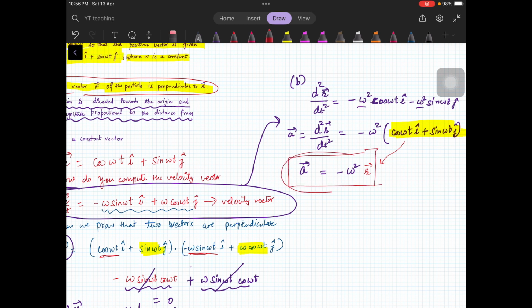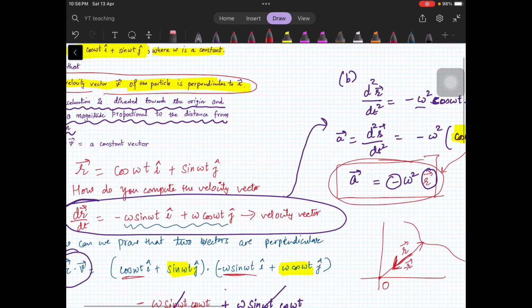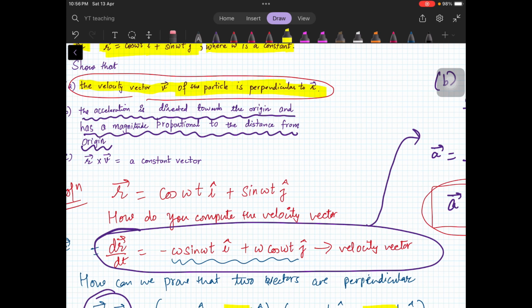What does this mean? If your particle is moving along any curve, then this vector is the r vector. Here you can see that you have a negative sign and the r vector. That means minus r vector is like this. This is the r vector and this is the minus r vector, and this is the origin. So the acceleration is towards the origin. That makes sense? We had to prove that acceleration is directed towards the origin.